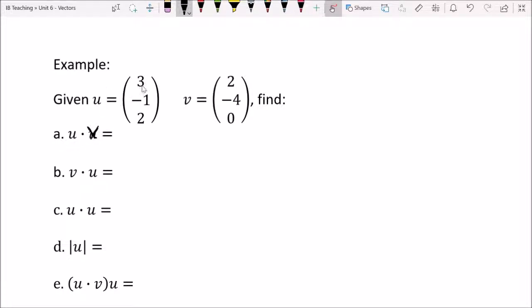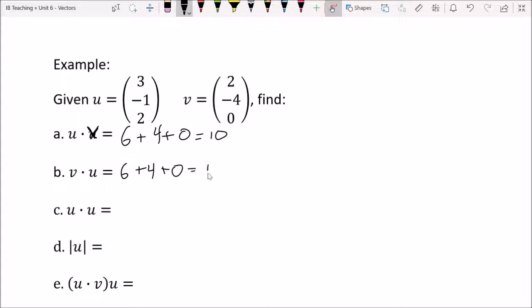All I'm going to do is take the first components, 3 times 2, we know that's 6. Negative 1 times negative 4, that's 4. And 2 times 0 is 0. We add them together, and we get 10. Now let's do v dot u. We take 2 times 3, and notice that's still 6. Negative 4 times negative 1 is still 4. And 0 times 2 is still 0.